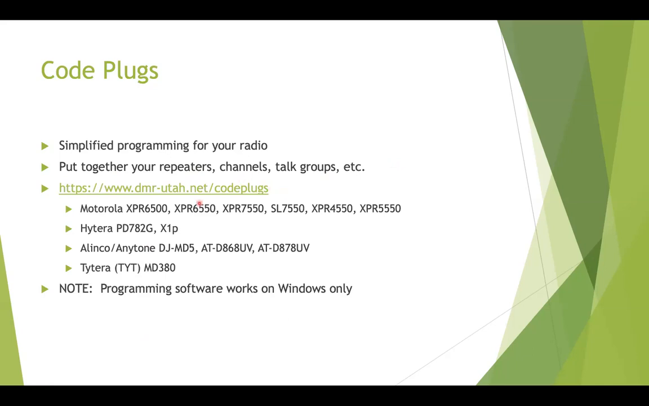Here in Utah, there's DMRUtah.net, and they have a bunch of code plugs for a bunch of different kinds of radios that are already set up for the repeaters that are around here. So hopefully I will learn more about this when I am allowed to open my radio, which apparently I can't do until Father's Day. But yeah, they have code plugs on DMR Utah for these Motorola radios, Hytera, the Anytone or Elenco units, and the Hytera.